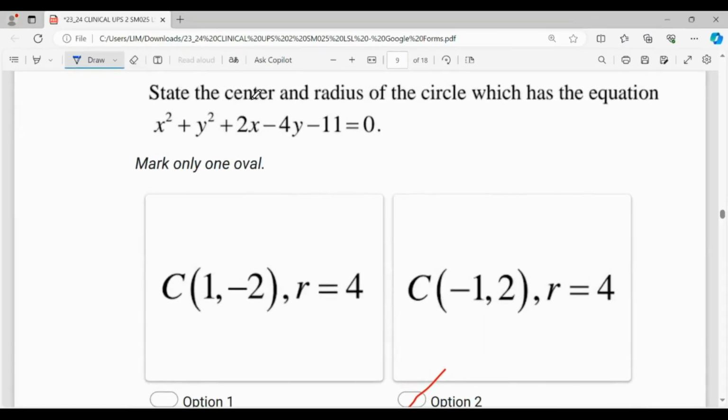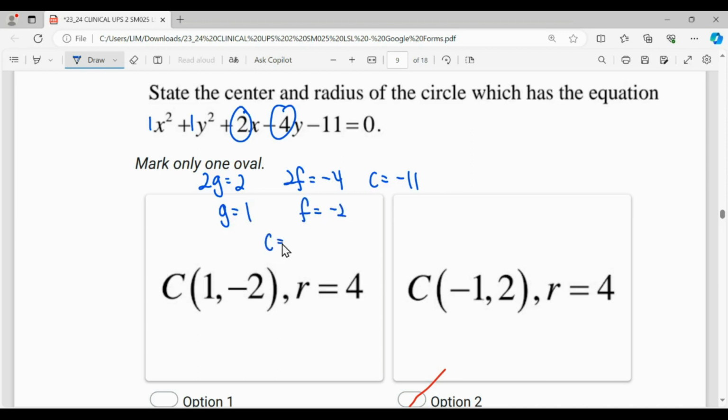Next, state the center and radius of the circle which has the following equation. So make sure your general equation starts with 1x squared and 1y squared. So this one can be defined as 2g is 2. The coefficient of y here can be defined as 2f, which is -4. Then c is -11.